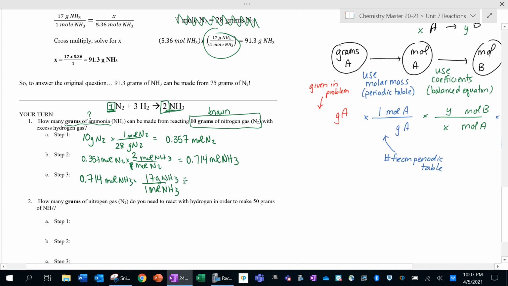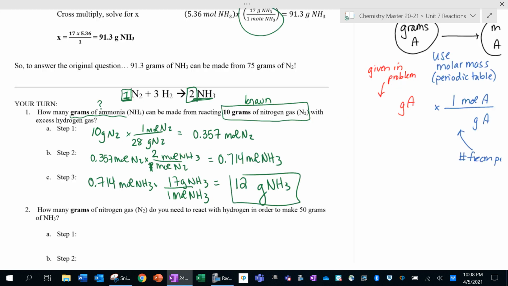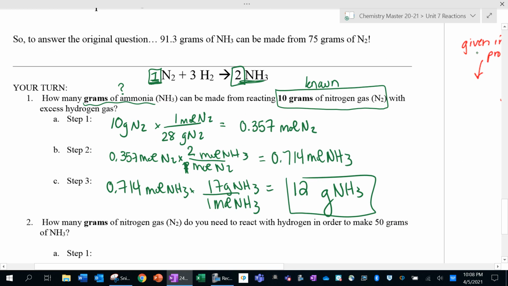So I'm going to take my answer here and multiply it by 17, and I get 12 grams of NH3. That's my final answer. Or maybe you got 12.14. Whatever you wrote down with the decimal is fine. So that's an example of a 3-step stoichiometry problem. Again, there's different ways in which you can show your work.